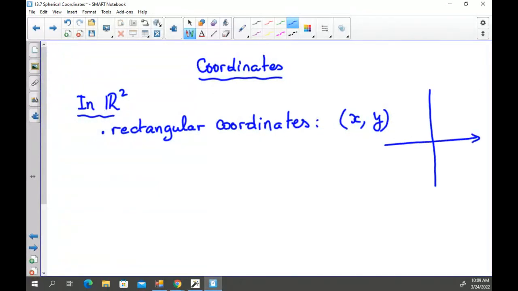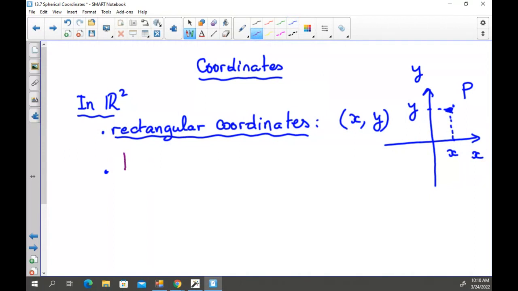You have your R2, the plane R2. X is here, Y is here. So any point will be given by its X coordinate and its Y coordinate. These are called the rectangular coordinates. But in R2, we also have what we call, what are the other coordinates we know in R2? Girls, do you remember? The polar ones. Yes, thank you, Salha. So we have the polar coordinates, which are R and theta, yeah?